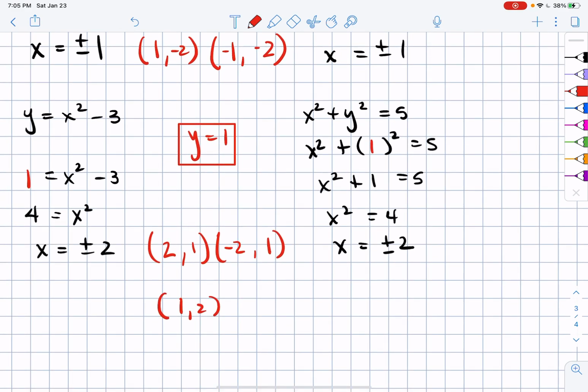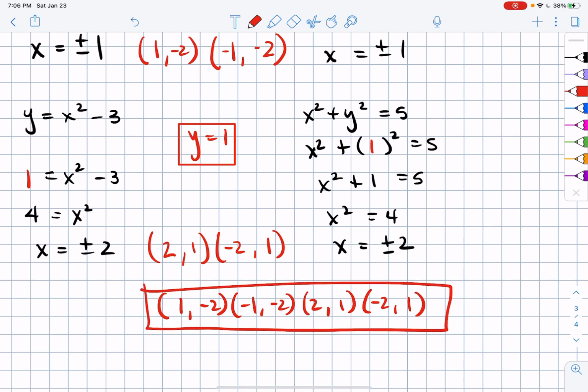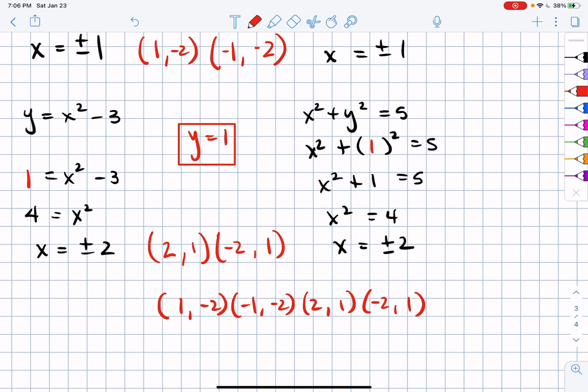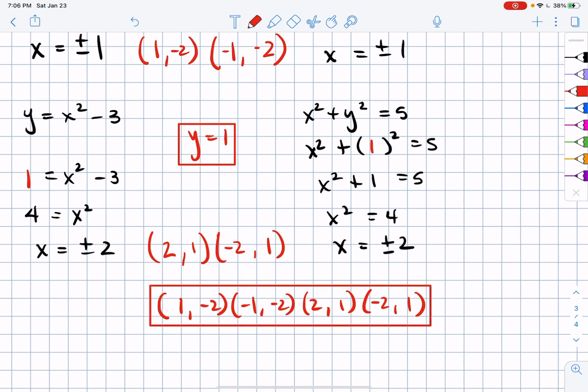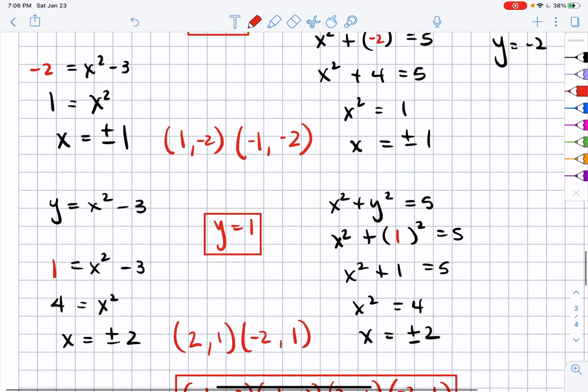1, negative 2, negative 1, negative, oh, sorry. Yeah, I'm starting to write the wrong answers. Okay, so let's try this again. 1, negative 2. Negative 1, negative 2. 2, 1, and negative 2, 1. There we go. Ladies and gentlemen, this is my answer. Not the box I wanted. Yeah, that looks better. Okay, so there you go. And that was number 7.